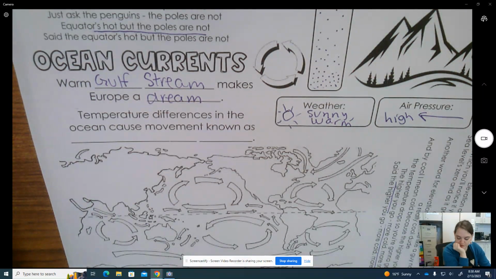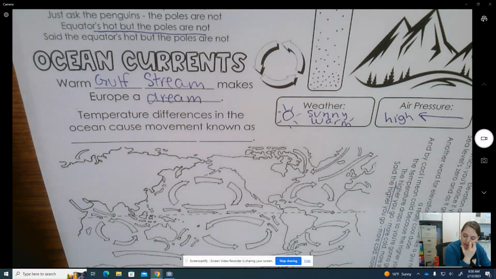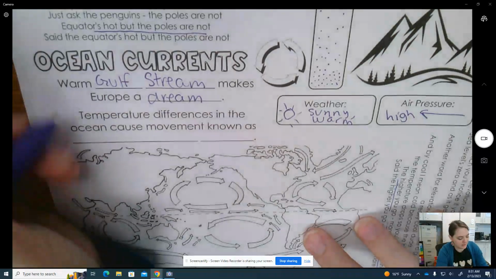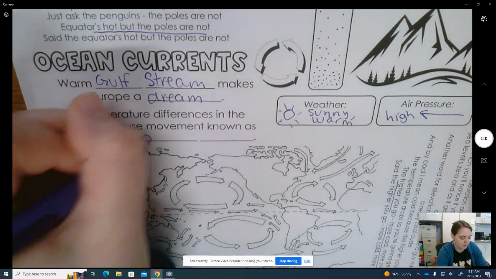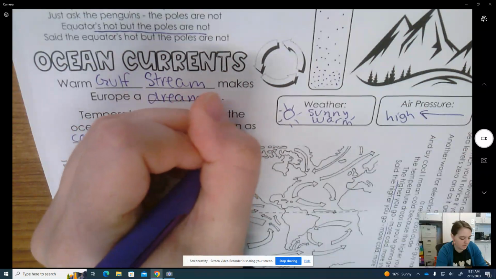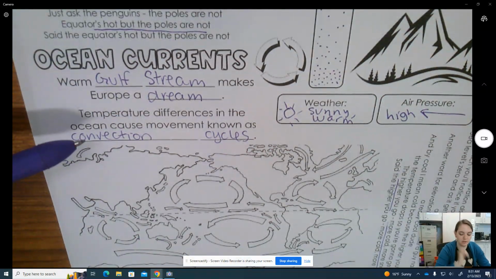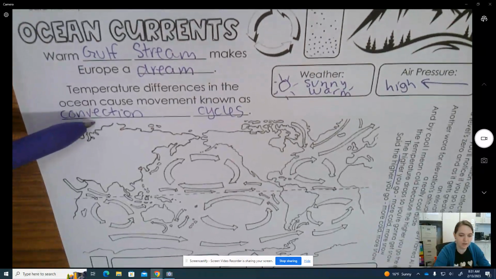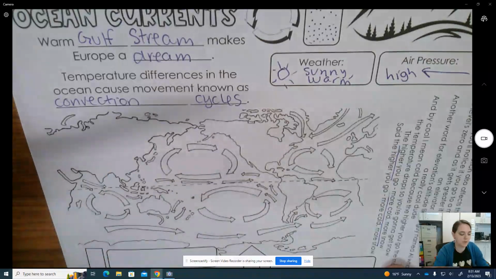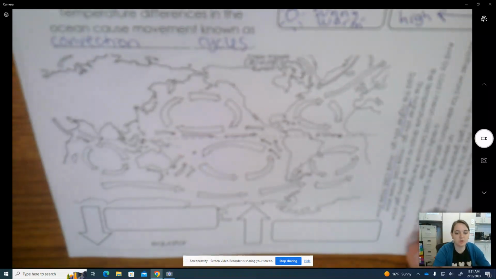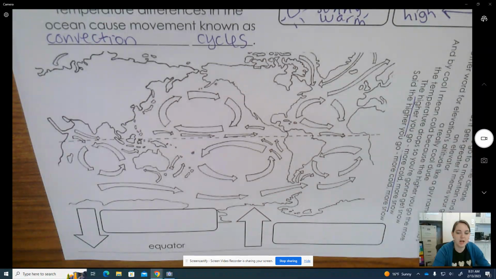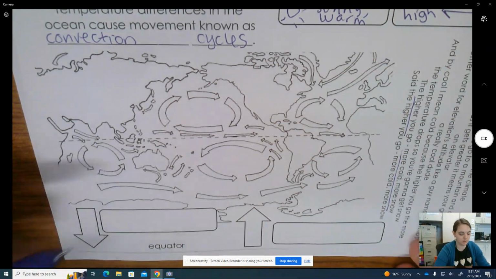Now, temperature differences in the ocean cause movement known as convection cycles. Convection cycles. Now, this area below here looks super familiar, right? This looks really familiar because remember we did this last week.